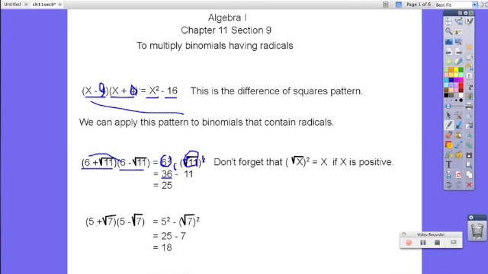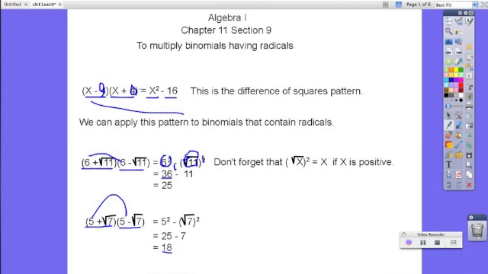Let's try this one. 5 plus the square root of 7 times 5 minus the square root of 7. 5 times 5 is 25. Square root of 7 times square root of 7 is the square root of 7 squared. These cancel. 25 minus 7 is 18.